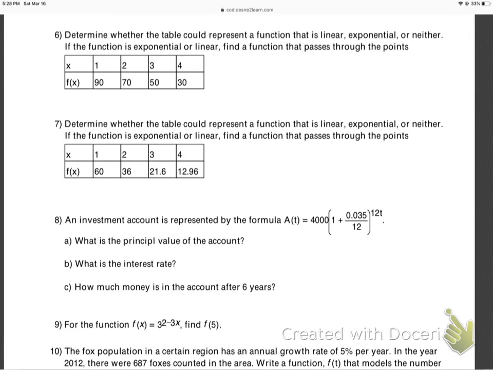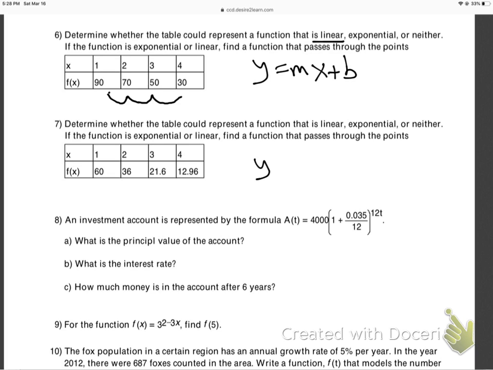Okay, determine whether the table represents a function: linear, exponential, or neither. Well, if you take a look at this, this is going down by 20 each time. So I definitely know it's linear, but I've got to find the function. Now, don't forget, this really doesn't have anything to do with the exponential section. What we're looking at is just y equals mx plus b.